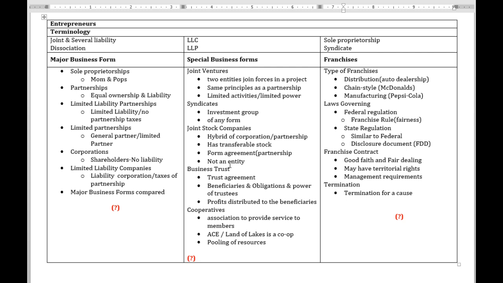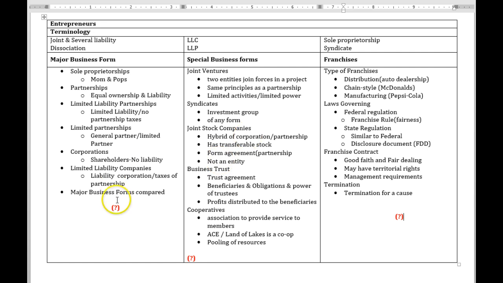There are limited liability companies, and this is kind of the best of both worlds. You have the liability of a corporation, limited to your investment, and the taxes of a partnership, so that means the profit is passed through the company to the partners, and the income tax is paid from there.